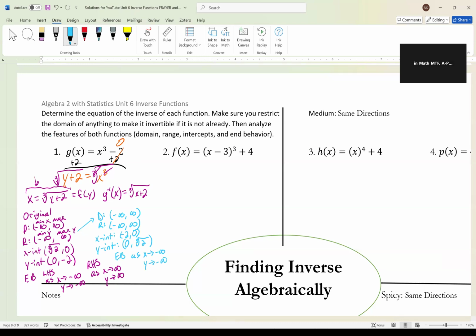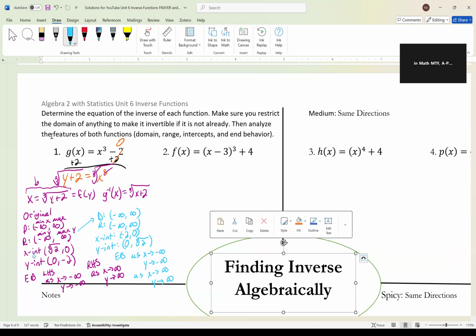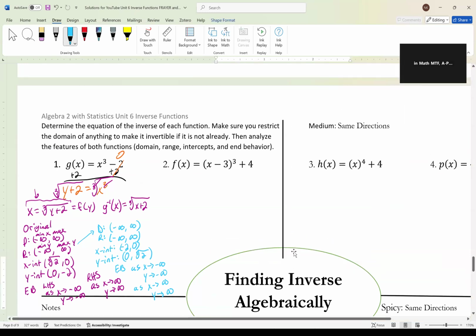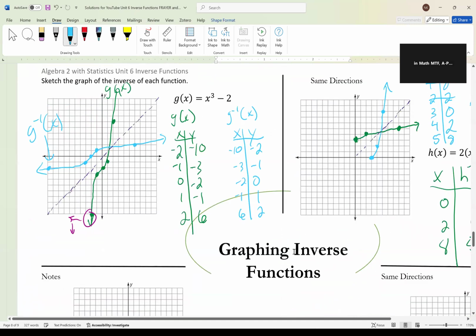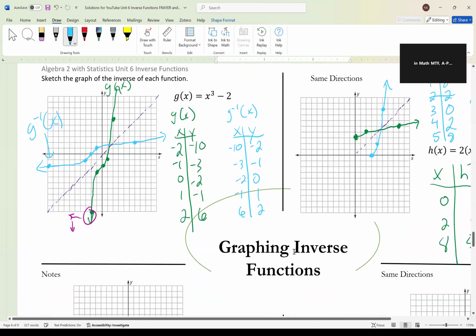I'm going to make sure that's the left-hand side, and here's the right-hand side. And you can go back up and check these features for that inverse function. In fact, I would if I were you. So those features are there for the inverse of g of x.